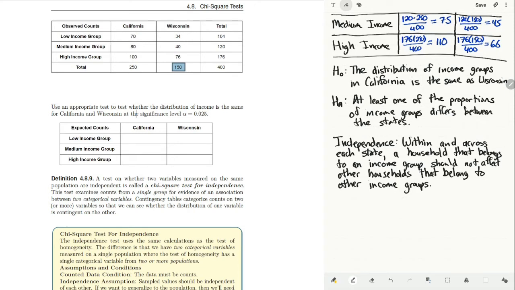So we check the randomization condition. So we're given that we have random samples of households from both states. So the randomization condition is met. And lastly, we check the sample size. So we need a large enough sample.